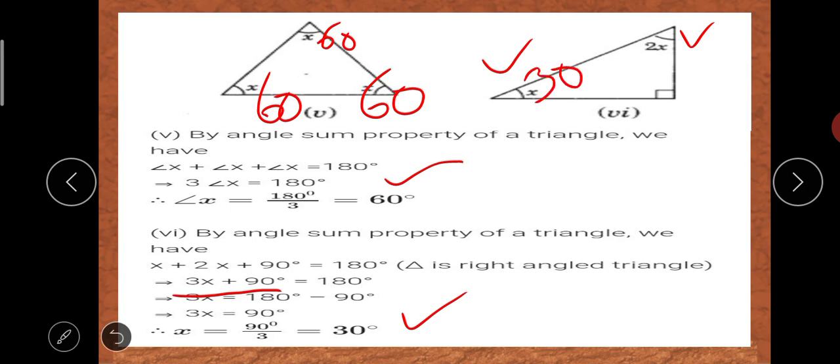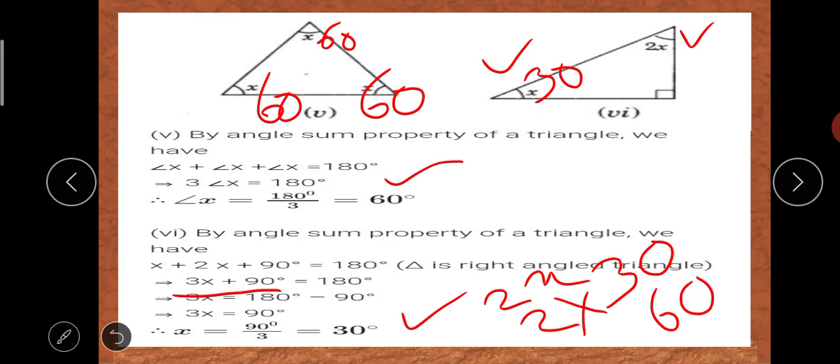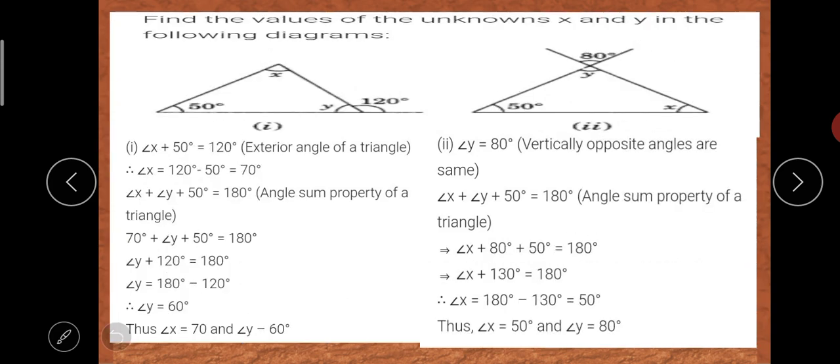So the value of this x is 30. And here given 2x. 2x means what? 2 into 30, because now we got the value of x is 30. So 30 into 2, it will be 60. So here the value will be 60 and 90 degree here. So when we add, just see, 30 plus 60 plus 90, again it equals 180. Understood? Next, second question, see.